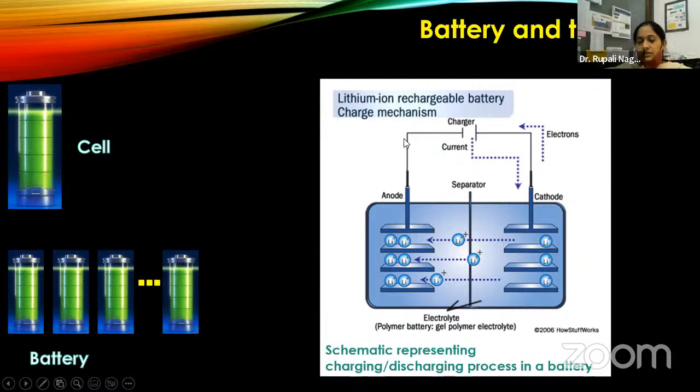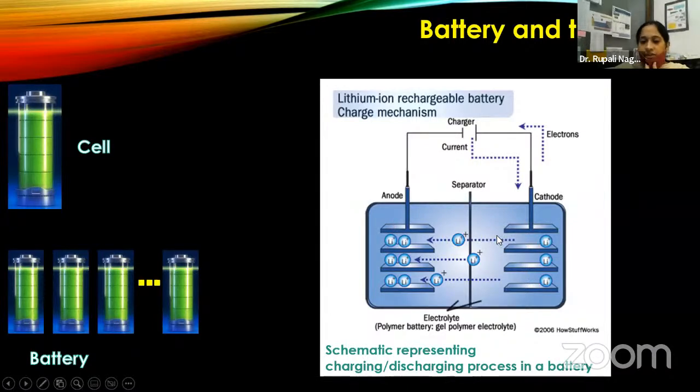This schematic is showing the processes of both charge and discharge. Okay, charging and discharging. So we'll follow one at a time. In a commercial lithium-ion battery, we have the anode side, which is negative, and we have the cathode, which is positive. Usually the cathode is a lithium metal oxide, and the anode is graphite.